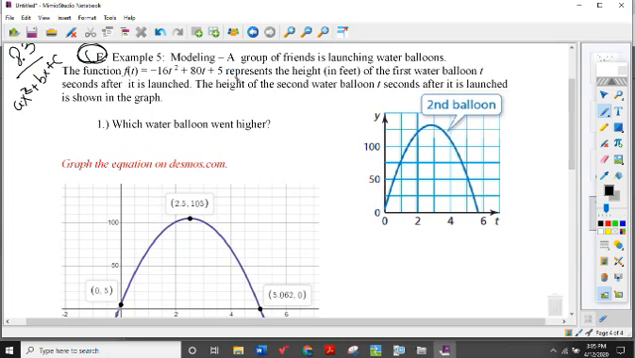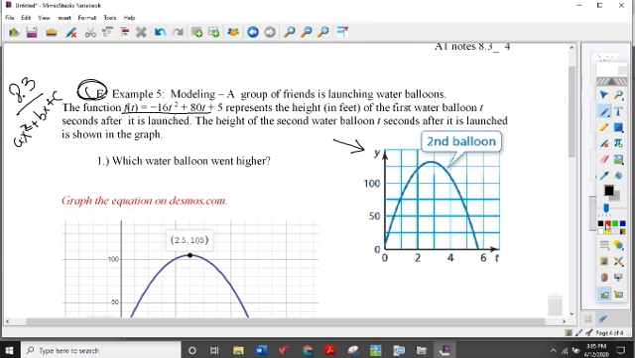Modeling: a group of friends is launching water balloons. The function f of t equals negative 16t squared plus 80t plus 5 represents the height in feet of the first water balloon t seconds after it was launched. The height of the second water balloon t seconds after its launch is shown in the graph. So here's the graph, and you're comparing it to this equation.